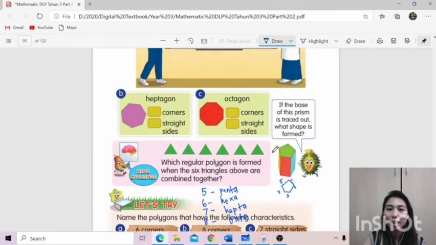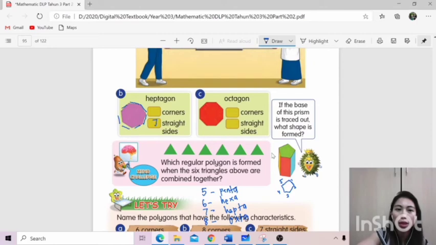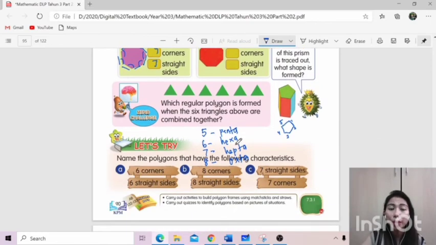Okay, 7. So heptagon, 1, 2, 3, 4, 5, 6, 7. 7 straight sides, 7 corners: 1, 2, 3, 4, 5, 6, 7. So this is how you're going to memorize them.